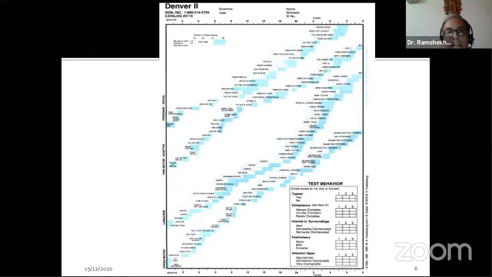But please note that there is a wide variance in this, and you cannot say in absolute terms that if a child did not achieve a given milestone at a given time point, the child has a definite delay. You must consider the range at which these milestones can occur.